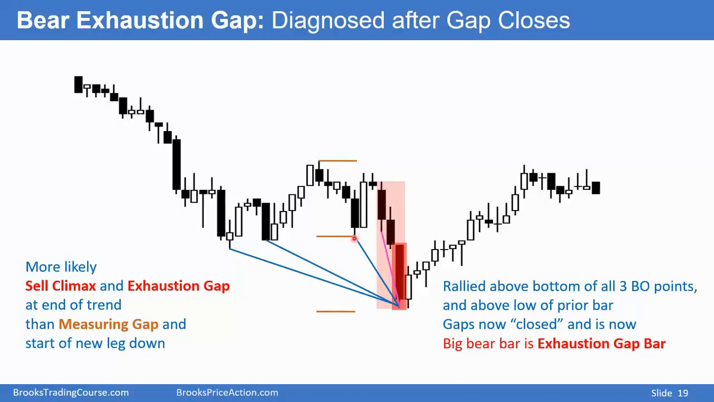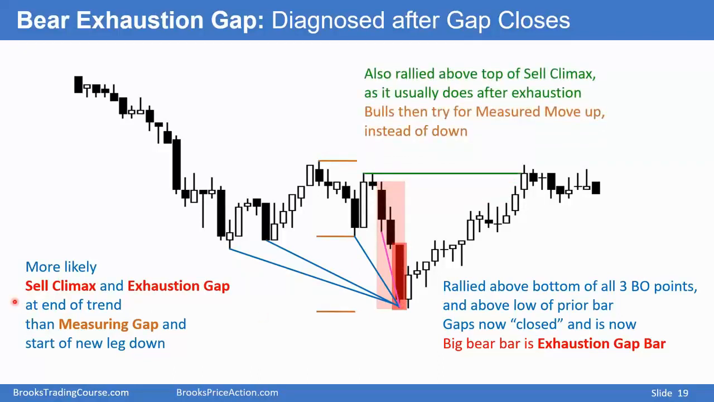It rallied above the final breakout point, and therefore an exhaustive sell climax, and this became an exhaustion gap bar. Went above the top of the sell climax. The bears want a double top, break below the neckline, measure move down. This is too much of big down, big up, big confusion. It's more likely the market's going to enter a trading range, test down, and then test back up.